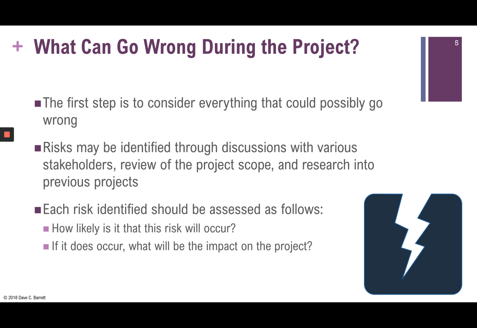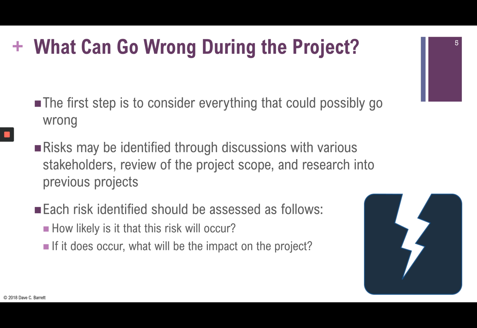There are really two main things that you want to think about and analyze when you've identified a risk. First of all, how likely is it that this risk will occur? Is it very unlikely? Is it 1 in 1,000? Or is it fairly likely? Is there like a 50% chance that it could occur? That's the kind of thing that you want to quantify, and we'll talk about that a little bit later.